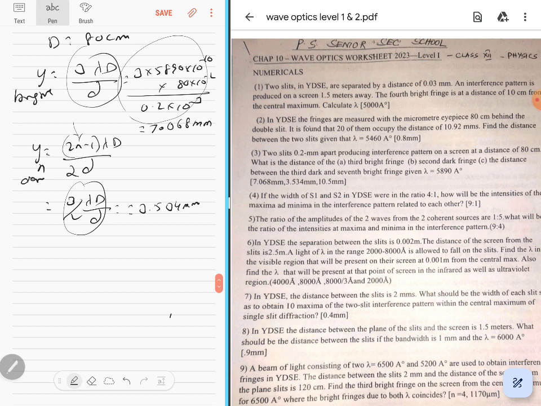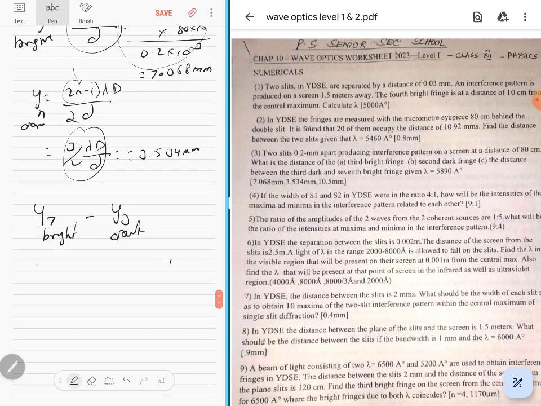And the next thing is the distance between the third dark and the seventh bright fringe. So y7 bright minus third dark, the distance between them. Bright fringe means 7 into lambda into capital D by small d, minus dark fringe, which means 2n minus 1 by 2. In place of n you put 3: 3 times 2 is 6, 6 minus 1, 5 by 2 into lambda into capital D by small d.